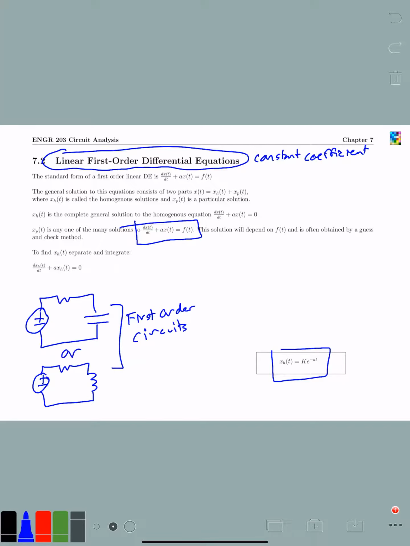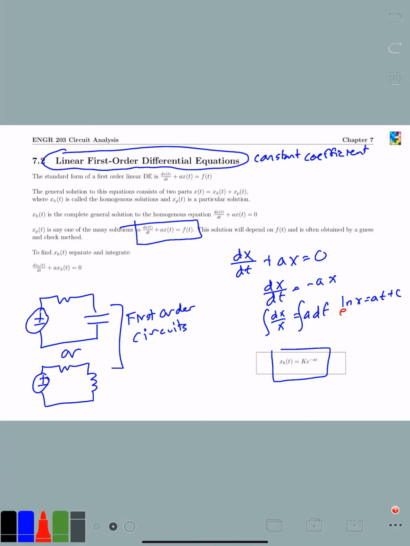You plug in your right hand side as 0, and so I'd have dx/dt plus ax equal to 0. I would separate variables here and get dx over x is minus a dt. Integrate both sides. That gives me ln x equals minus at plus c. Then we exponentiate both sides.